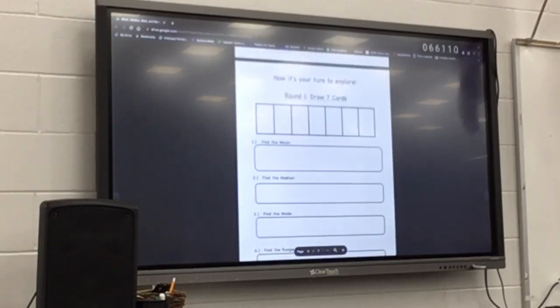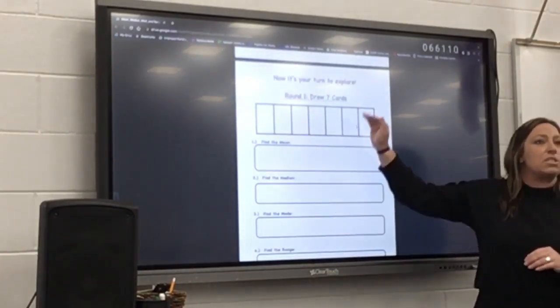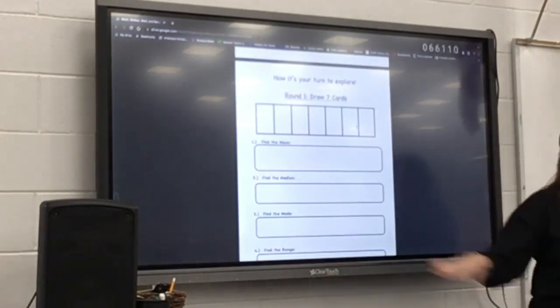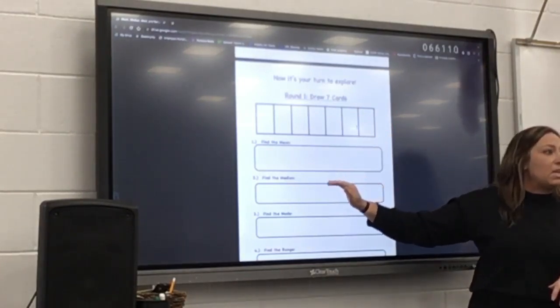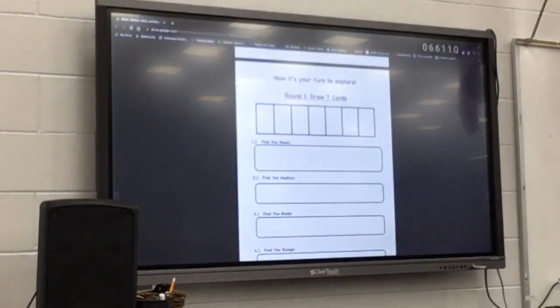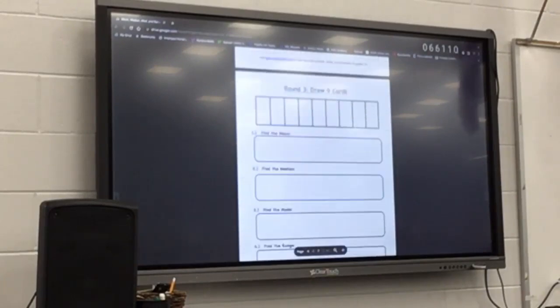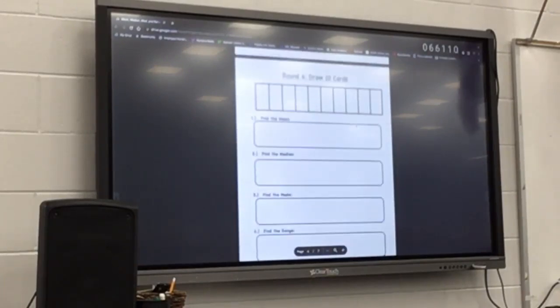So this is what yours is going to look like. Again, you're not writing on these at all. This is just kind of, you put your 7 cards out, you all do the work to find the mean, the median, the mode, and the range. The next one, you're doing 8 cards. Next one, you're doing 9 cards. Last one, you're doing 10 cards. Then you have a bonus, if you get to that. If you don't, it's not a big deal.